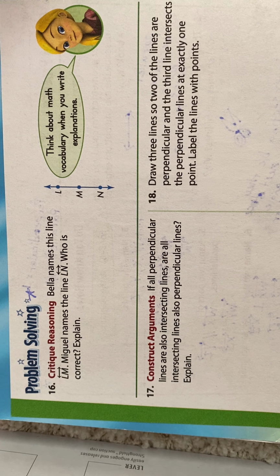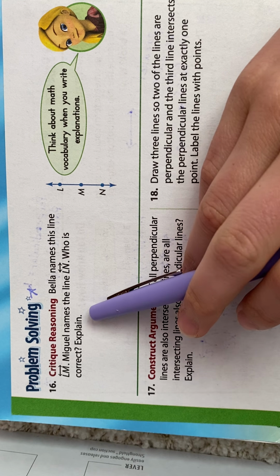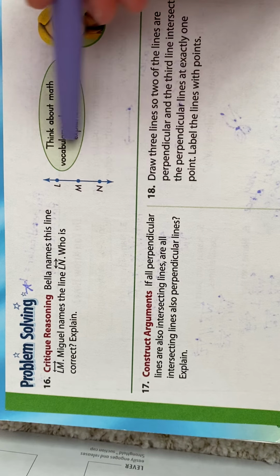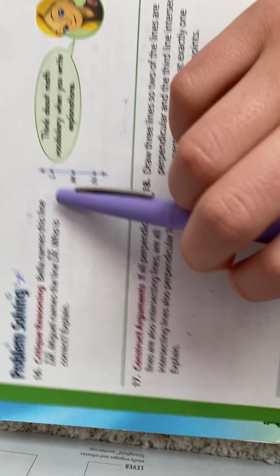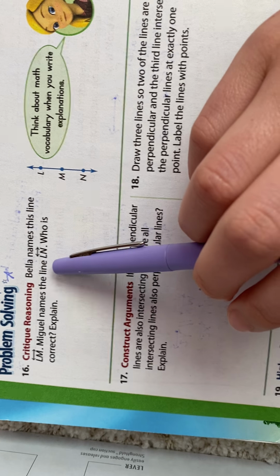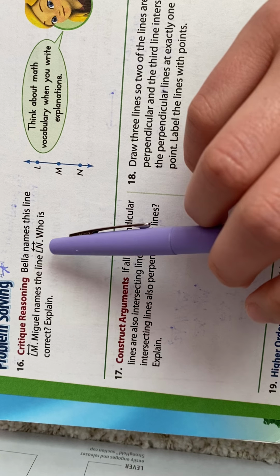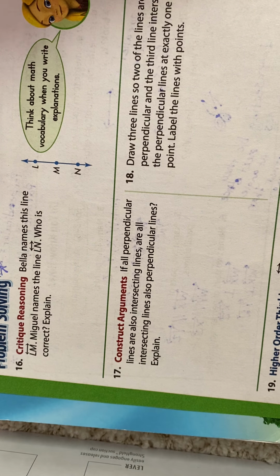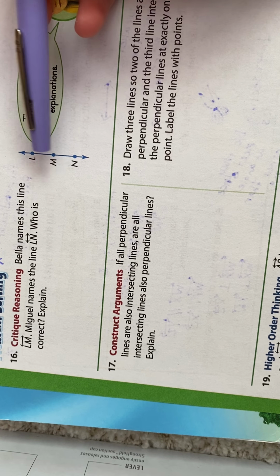We are on page 588. In problem 16, you can see this line over here that we're looking at. Bella names this line LM. Miguel names the line LN. Who is correct? Explain.